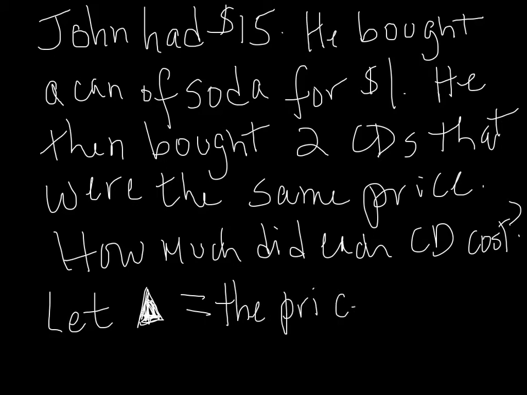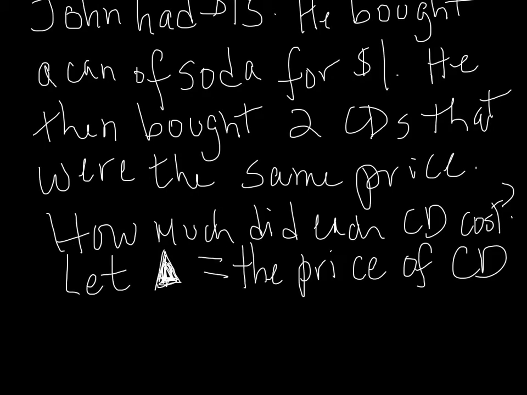Now let's see what we do here. If the pawn is equal to the price of a CD, on this side of the equation we have to put our total. He had $15, and that was equal to 2 CDs, so we're going to have to put 2 pawns. And we've got to put our soda. I almost forgot to put the soda. Sorry about that. So the $1 for the soda plus the 2 pawns.